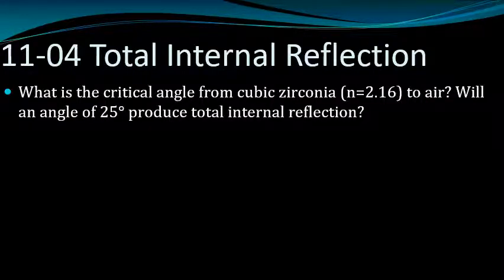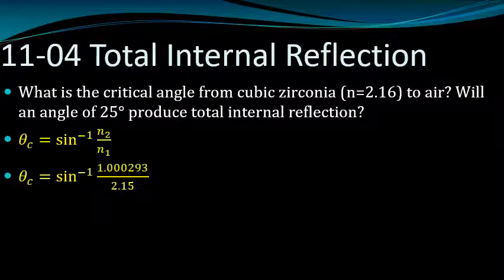What is the critical angle for cubic zirconia? N equals 2.16 to air. And then will the angle of incidence at 25 degrees produce total internal reflection? So let's start by finding our critical angle. Inverse sine of n2 over n1. Well, we're going from cubic zirconia to air, so n1 is the cubic zirconia and n2 is air.